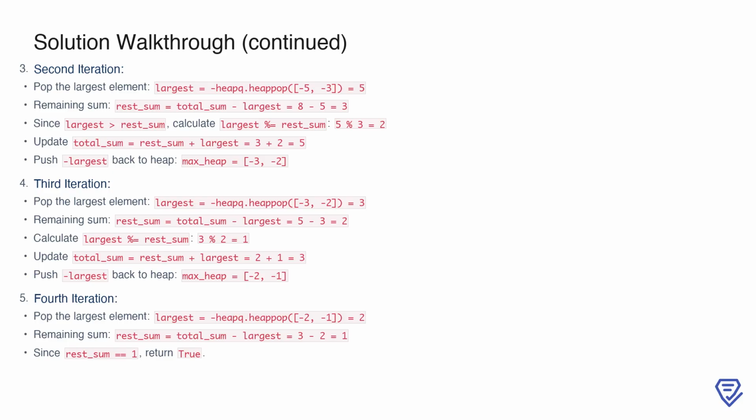Finally, in the fourth iteration, the largest element is 2, and the remaining sum is 1. Since the remaining sum equals 1, we determine that the target array can be constructed, and we return true.